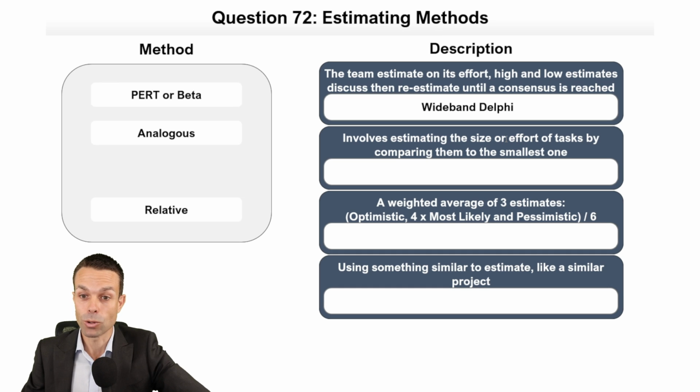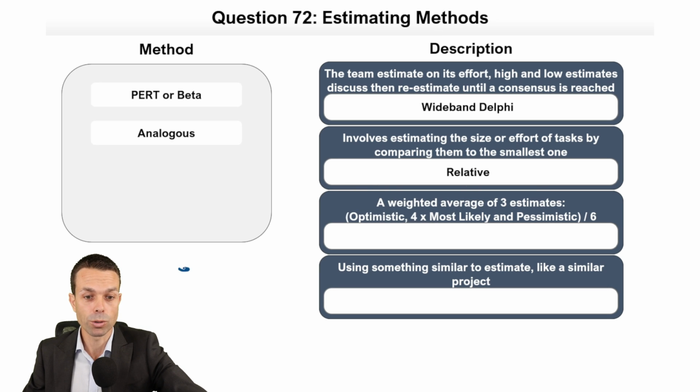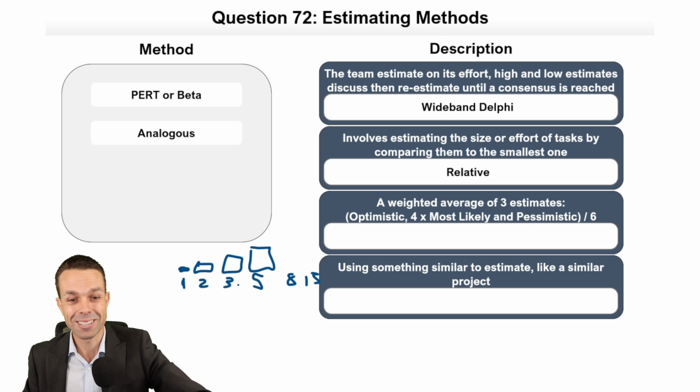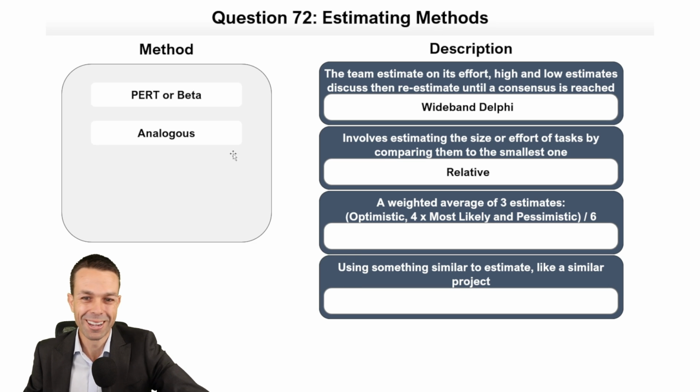Estimating the size or effort of tasks by comparing them to the smallest one. It's comparing them, they're relative. And we also do this in Agile, where we have a small user story and we give that one story point. And then every other story after that is sized relative to it. It usually goes in the Fibonacci number sequence. So 1, 2, 3, 5, 8, and then 13, and so on. I won't go into that in full detail, but that's just a brief overview of relative estimating.